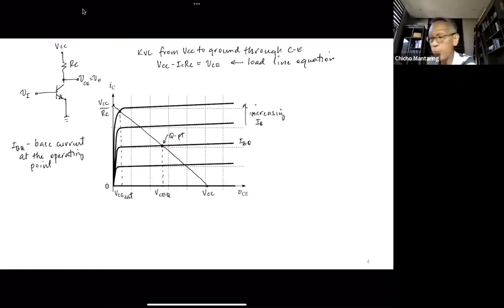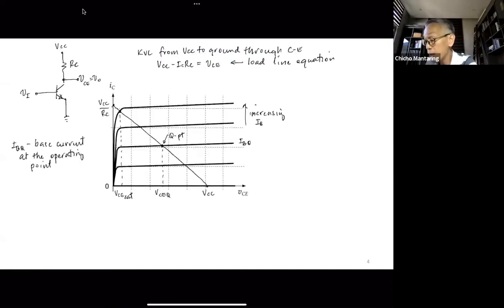So that is from the perspective of your transistor collector characteristic curves. Are there any questions?